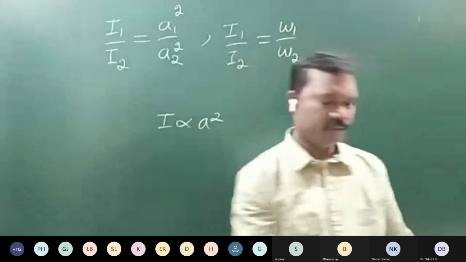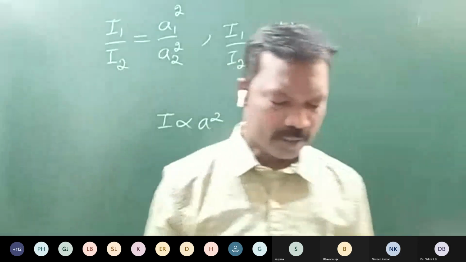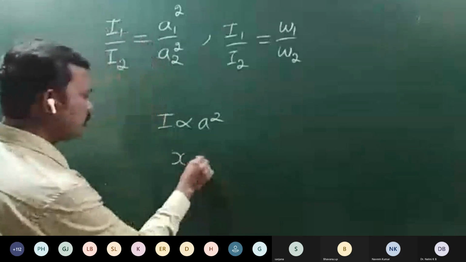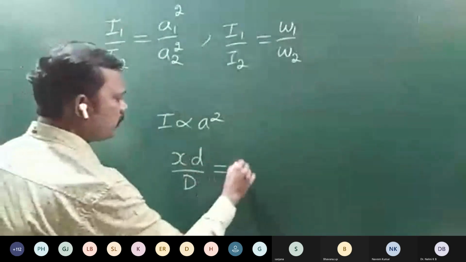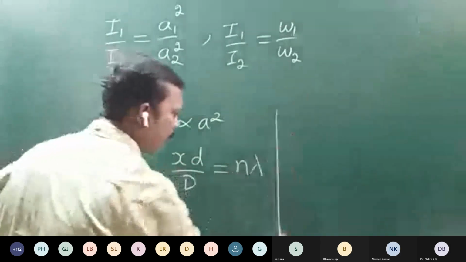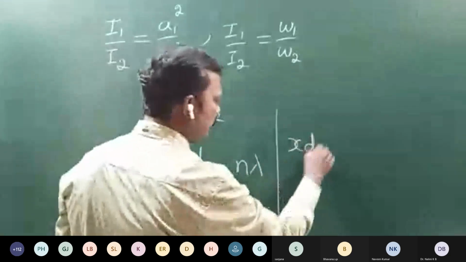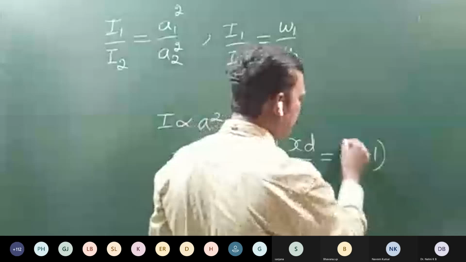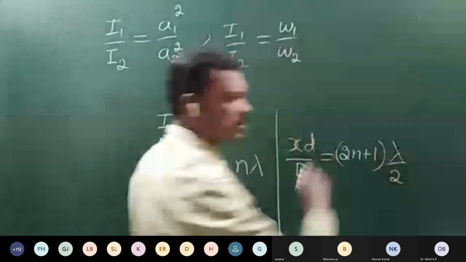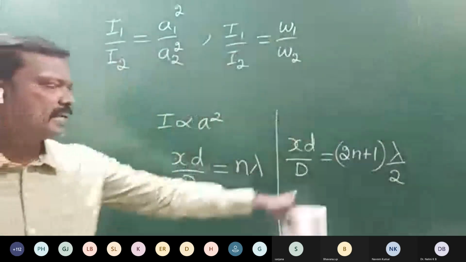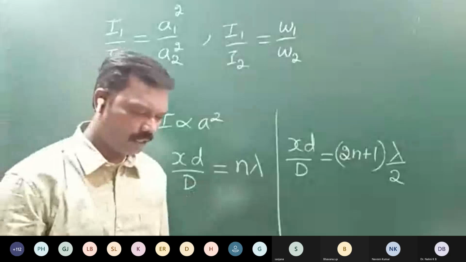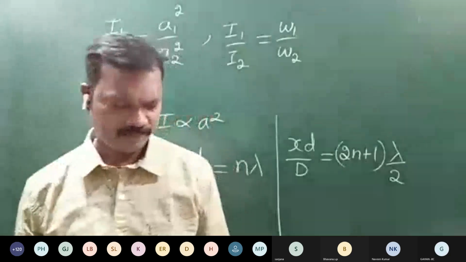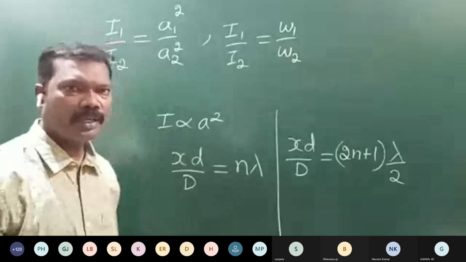Now, for constructive interference, for a bright fringe, you have a formula, path difference: x into d by capital D is equal to n into lambda for bright. And x into d by capital D is equal to (2n plus 1) into lambda by 2 for a dark point or destructive interference, where n is equal to 0, 1, 2, 3, etc.